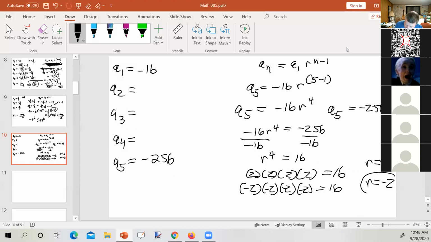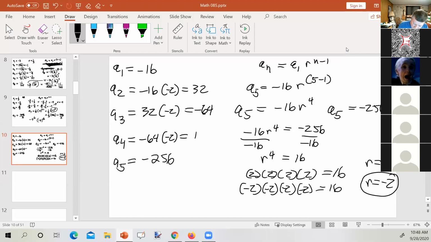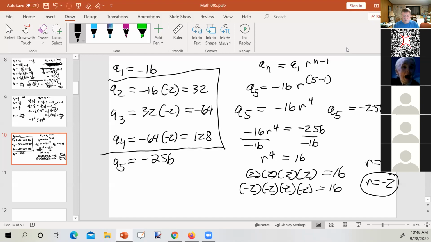If we take this second option and use it, we get the results desired. We wanted two positive means and one negative. So a sub 2 would be a sub 1 times the common ratio, which would be a positive 32. A sub 3 is 32 times the common ratio, negative 2, which is negative 64. A sub 4 is a sub 3 times the common ratio, which is positive 128, and that times negative 2 gives you negative 256. So here we have three means, two of which are positive and one is negative. I'll bet that answers a lot of mystery questions that you had over the weekend. All right, are we okay with that one?